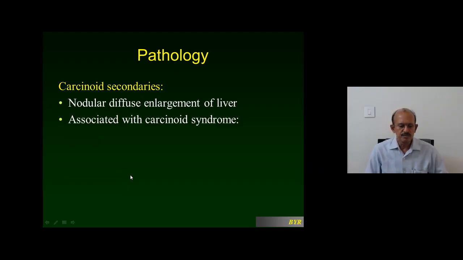Carcinoid syndrome. Do you have any idea about this? What is carcinoid? What is the other name for carcinoid? Do you know it? In one of the previous examinations, I think about 2 or 3 years before, that particular name was given, not as carcinoid syndrome or carcinoid tumor.